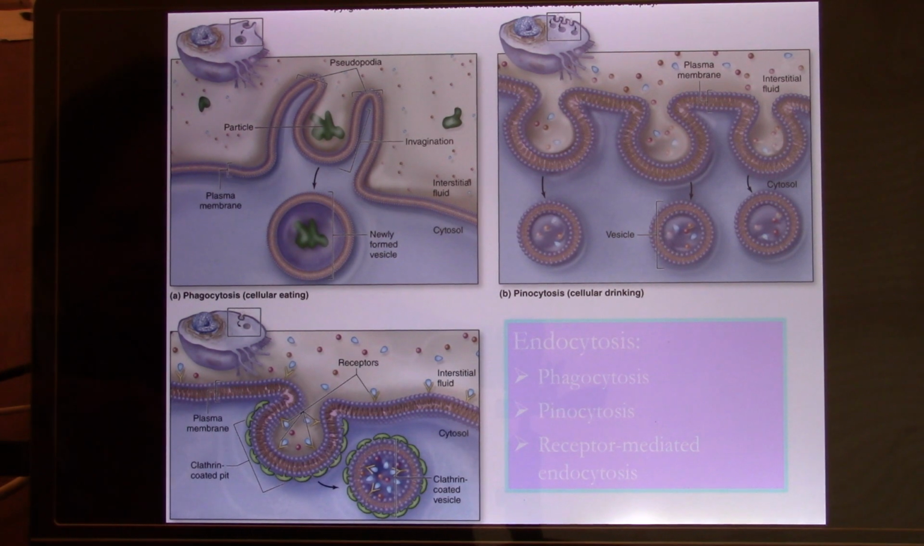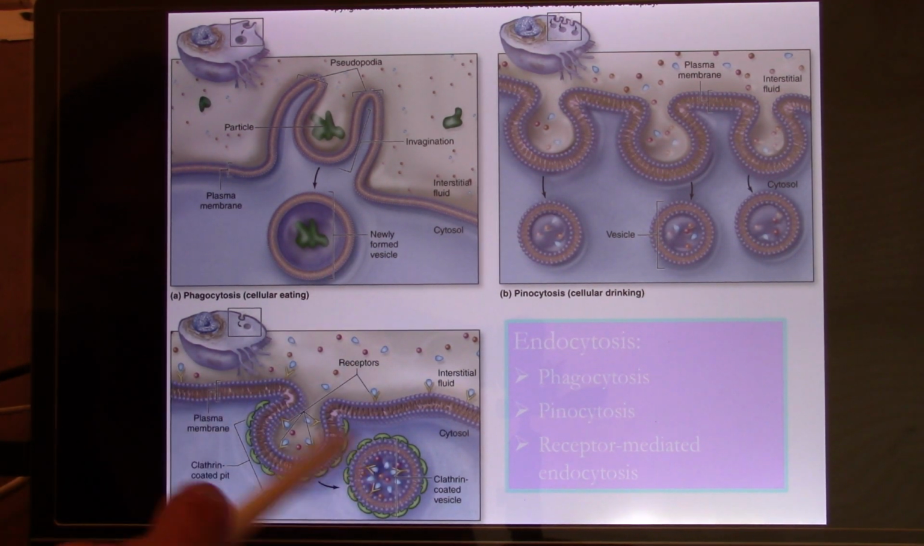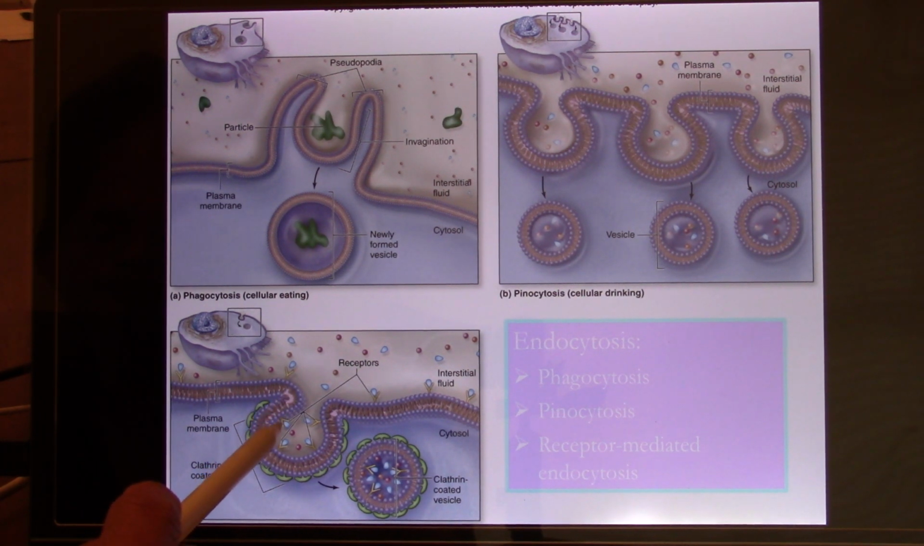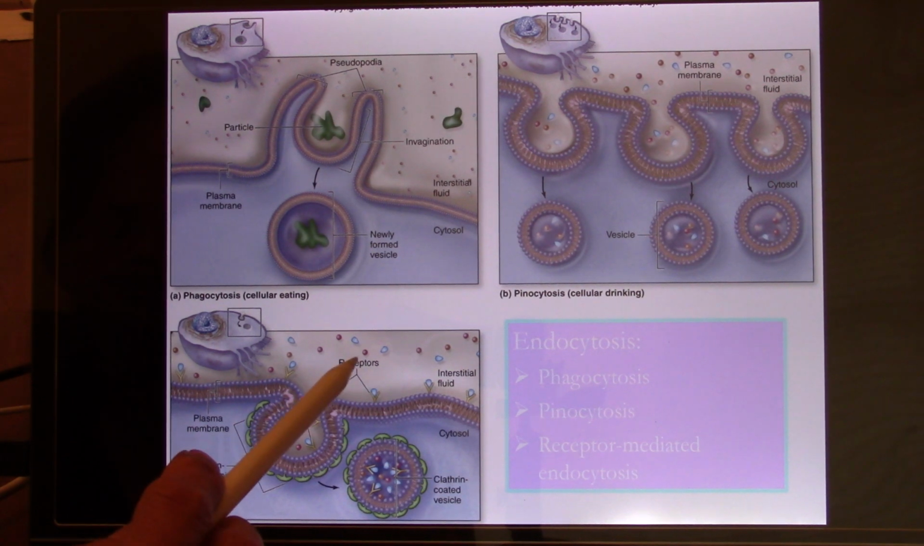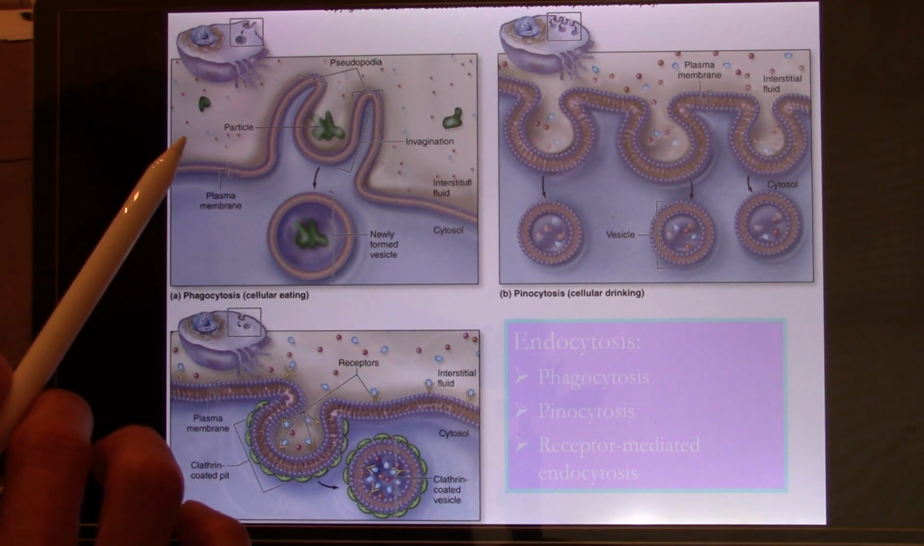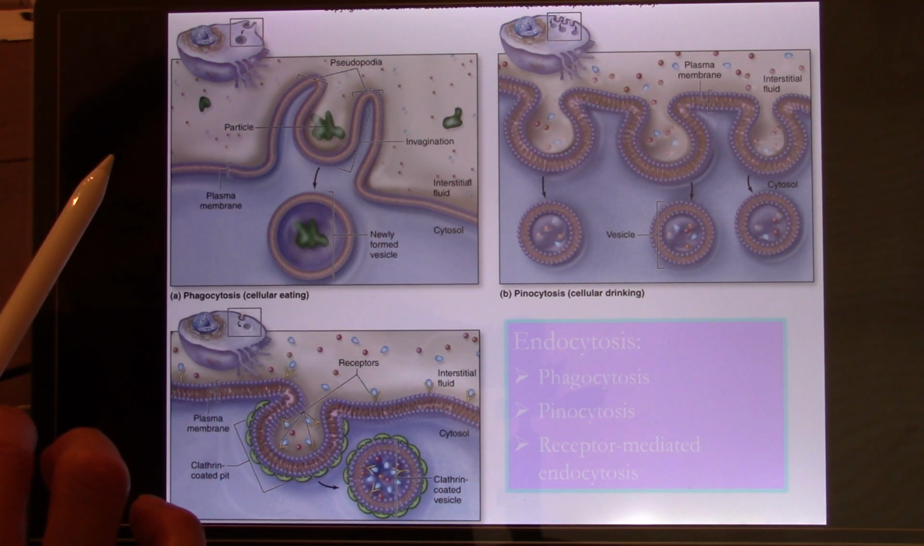And the third one is receptor-mediated endocytosis. Apparently, this molecule needs to bind with a receptor. So some membrane proteins are receptors. When the molecule binds with it, it will trigger endocytosis. A pretty famous example is the HIV virus.